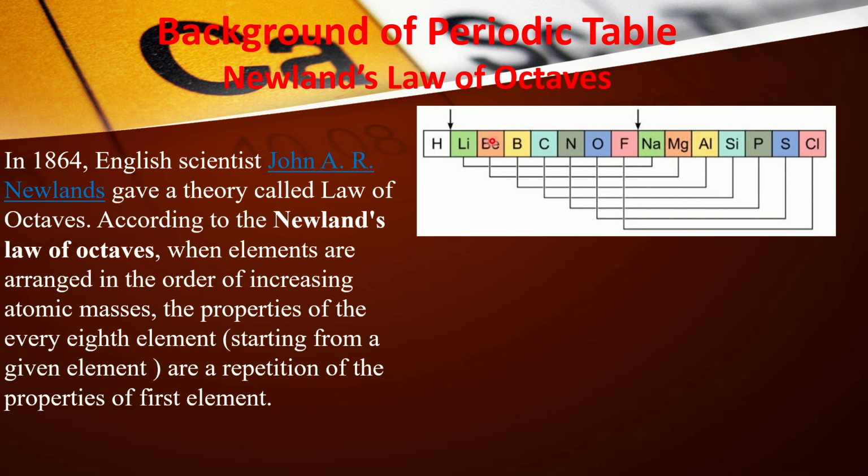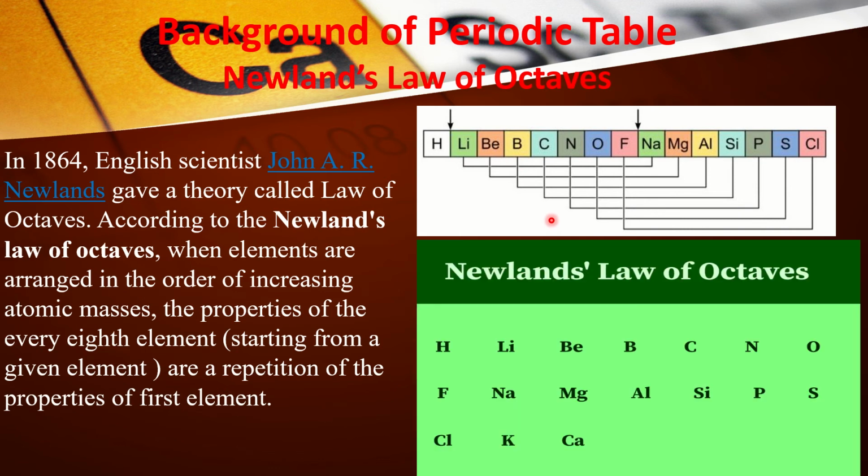Again, if beryllium is the first element, then with beryllium the properties of magnesium are the same. If boron is the first element, then with boron the properties of aluminium have similarity. In this way, he found that when the elements are arranged according to their increasing atomic masses, then every eighth element has similar properties. Okay, this is called the law of octaves.